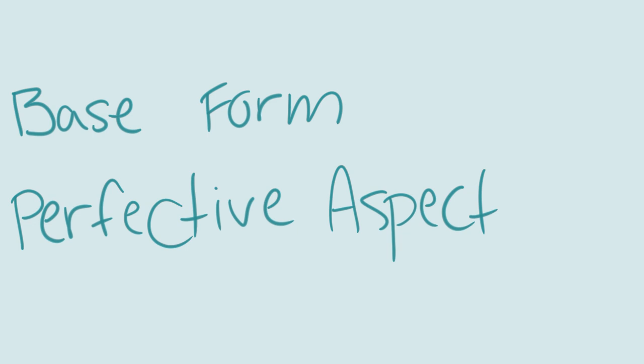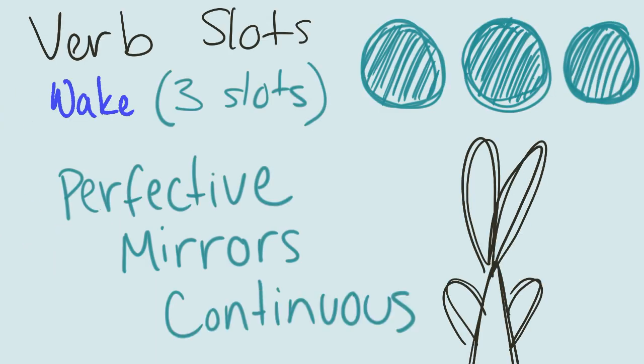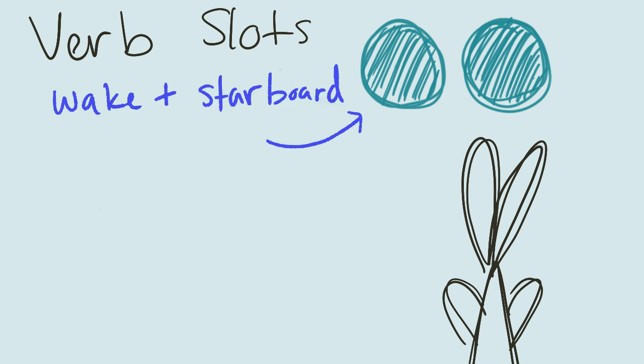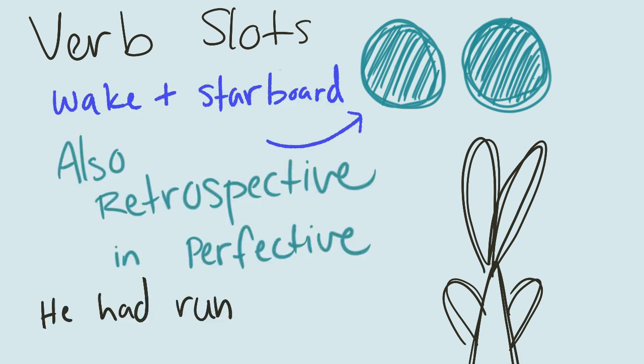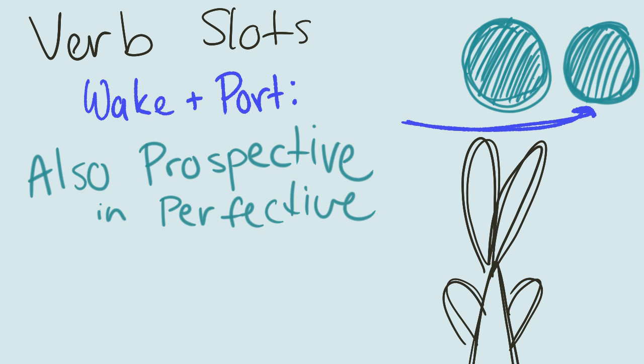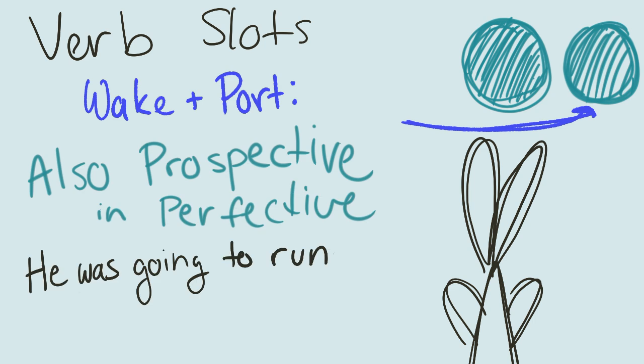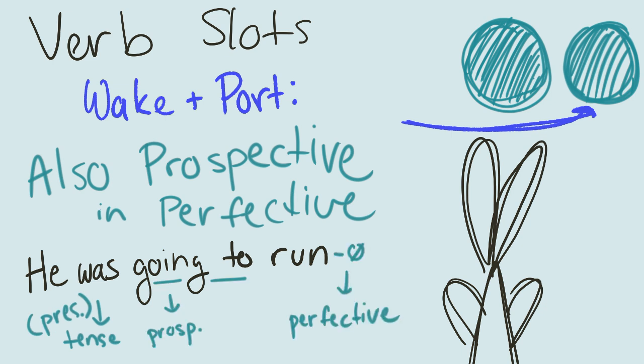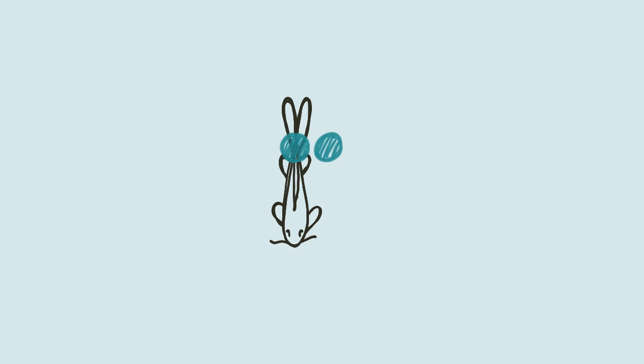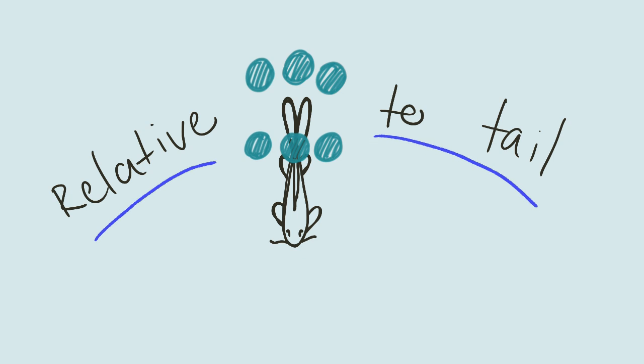That aside, now we can finally move past the base form and the perfective aspect. This should be a bit easier now, because it's just a mirror and the opposite of continuous. You have retrospective perfective, like he had run, and prospective perfective, like he was going to run. Take a second to look at how English structures this, with tense using to be, going marking prospective, and a plain verb form for perfective. One thing to note also, with both the continuous ripple set and the prospective ripple set, their slots are relative to the tail, so that means if you have a command or a question, the ripples will move with the tail.